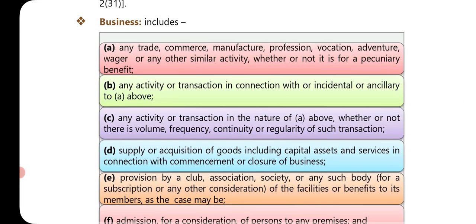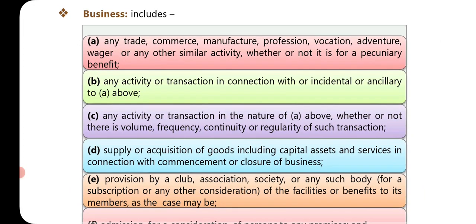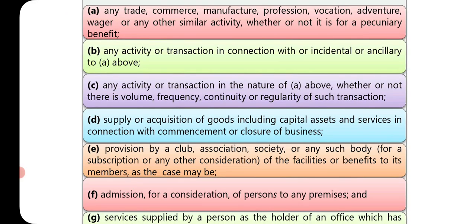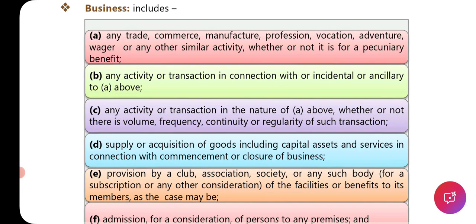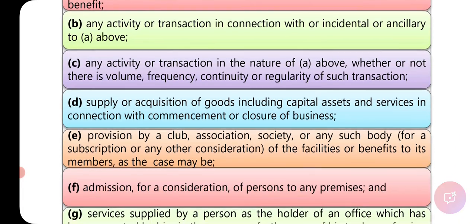Next, business. Business includes any trade, commerce, manufacture, profession, vocation, adventure, wager, or any other similar activity, whether or not it is for a pecuniary benefit. Any activity or transaction in connection with or incidental or ancillary to the above. So first part, they are talking about trade, commerce, manufacture, profession, vocation, adventure, wager, or any other similar activity, whether or not it is for a pecuniary benefit. Then the second part, any activity or transaction in connection, incidental or ancillary.